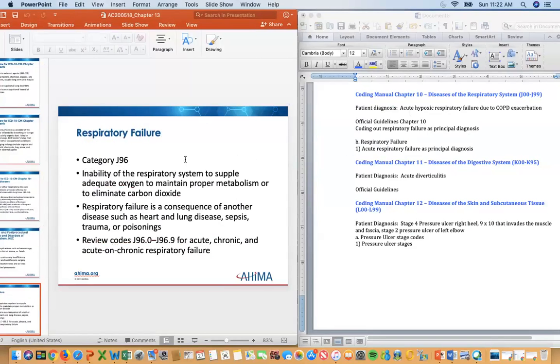So respiratory failure hits category J96, inability of the respiratory system to supply adequate oxygen to maintain proper metabolism or to eliminate carbon dioxide. Respiratory failure is a consequence of another disease, obviously, such as heart, lung, sepsis, trauma, or poisoning. Again, review the codes J96.0 to J96.9 for acute, chronic, and acute and chronic respiratory failure.